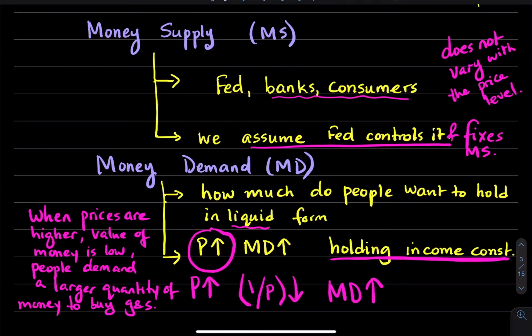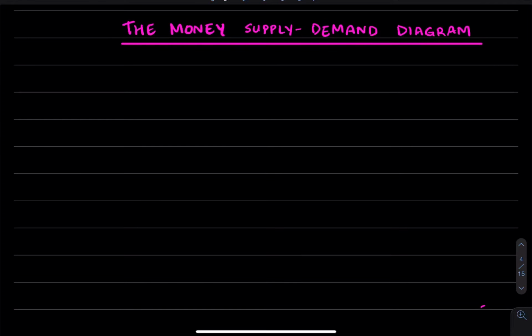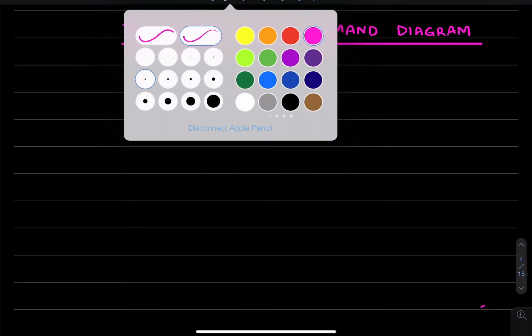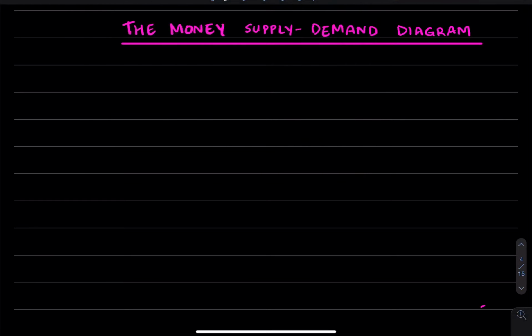So we'll take these ideas to a graph. We're going to talk about the money demand and money supply system, and for this, we are going to draw a graph that's rather unusual. So we'll have our standard X and Y axes.